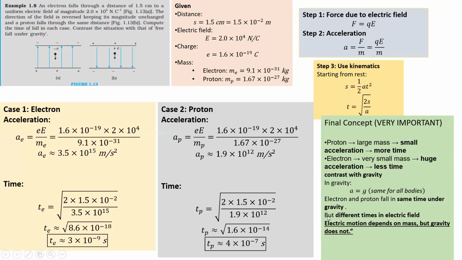But if you take gravity, only under the effect of gravity, a equal to g. Electron and proton both will fall in the same time under gravity, because even though different objects have different masses, all those bodies will reach the ground in the same time under the effect of only gravity. Electric motion depends upon mass, but gravity does not depend upon the mass.